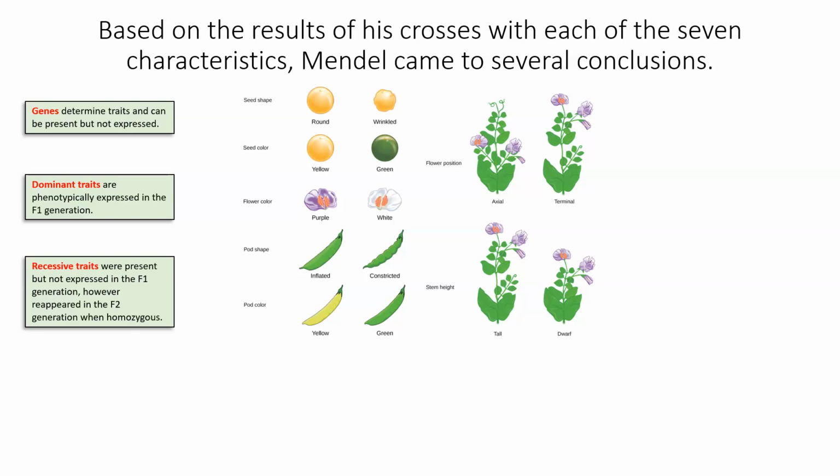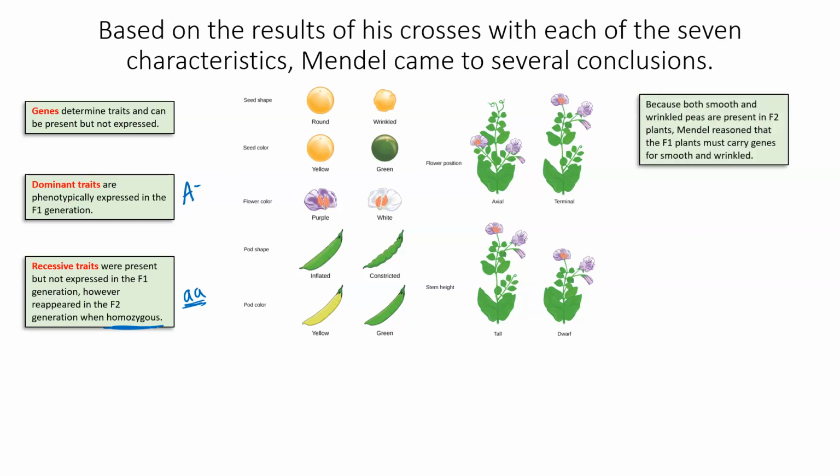Recessive traits are present but not expressed in the F1, however reappear in the F2 when the individual is homozygous recessive. Again, little letters are going to be expressed as the recessive trait when they are expressed together. Dominant traits, that is the uppercase letter. Because both smooth and wrinkled peas are present in the F2, Mendel reasoned that the F1 plants must carry genes for smooth and wrinkled, and so they do.